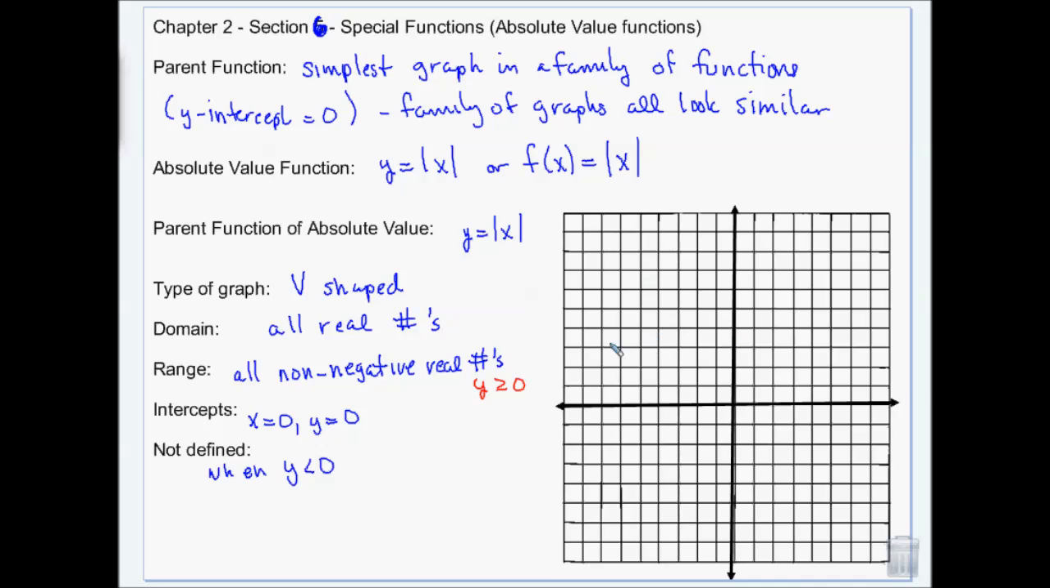So here's why you get a V-shaped graph. If I plug 0 in for x, I get 0. If I plug 1 in for x, I get 1. If I plug in -1 for x, the absolute value of -1 is 1. Absolute value of 2 is 2. Absolute value of -2 is 2. 3 is 3. -3 is 3. So as I plug in absolute values, I just keep getting positive answers for every positive or negative I plug in. And so, if I drew it correctly, I get a V.